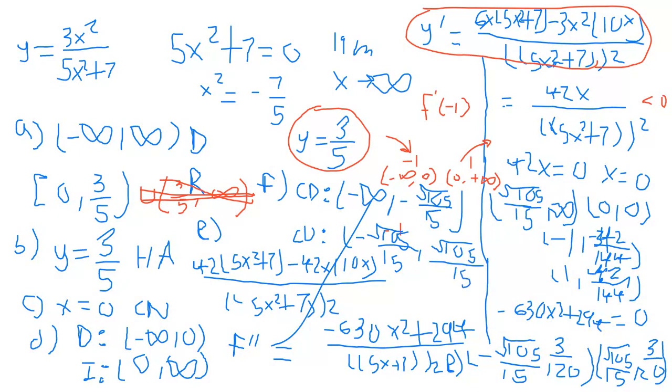And then finally, our last part is just to graph this function. I don't really have space here, but it's okay. Let me just draw the general shape. The general shape would look something like this, actually slightly lower than this. Let's say this right over here is y equals 3 over 5, and this would be our horizontal asymptote.